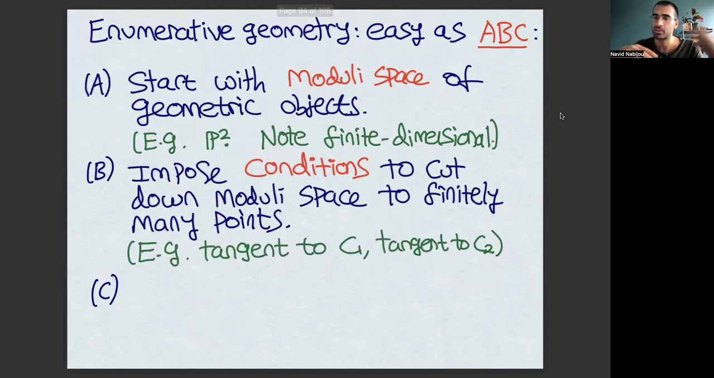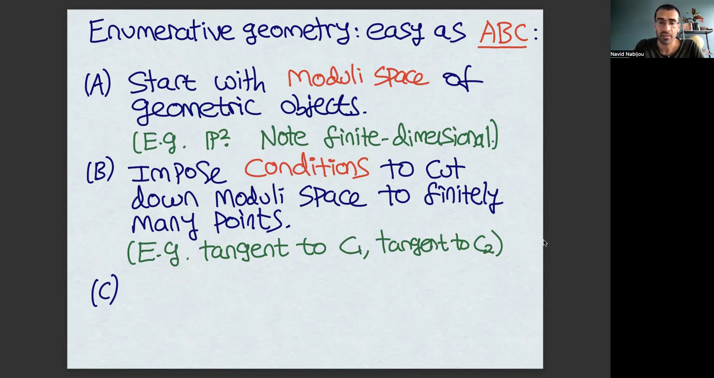Then what we do is we impose some conditions, okay? In this case, we imposed that the line was tangent to C1 and tangent to C2, and we imposed 2 conditions because P2 is 2-dimensional. So we wanted to cut down to some finite number of objects, and then we want to count how many there are. We imposed tangency, and the way we did that in the previous slide was by looking at C1 star and C2 star, these dual curves, okay?